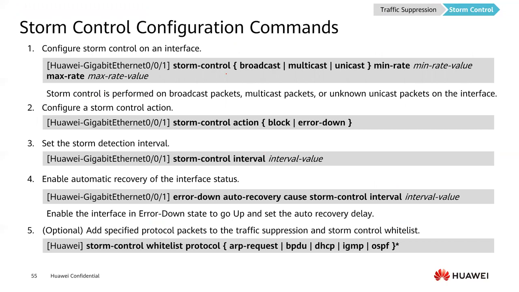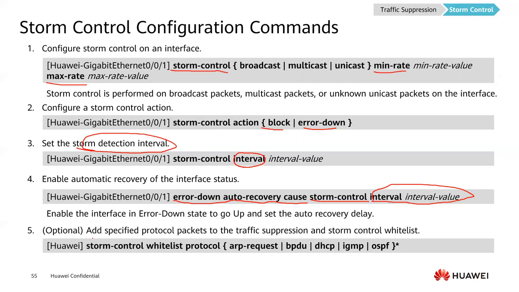You need to configure storm control and configure the traffic type, and set the minimum rate and maximum rate. The action you need to set is block or error-down. Interval means setting the storm detection interval. And we have already seen this command for the second time: error-down auto-recovery cause storm-control, set in the view. What is the meaning of this command? I think you already know it.